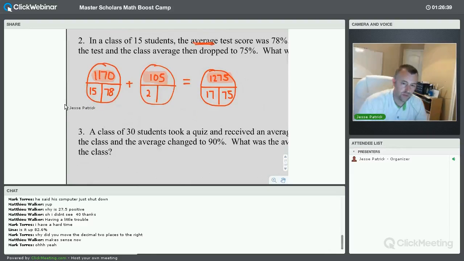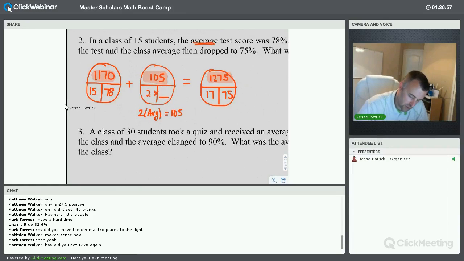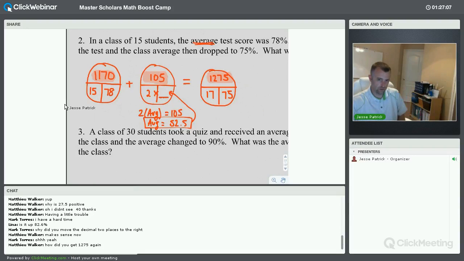So the next question that you have to ask yourself is this, and this is the last question because you're about to solve it. I'm going to go 2 times some number. That's going to give me 105. So 2 times, you can call it the average, that's what it is, right? That equals 105. So divide by 2, and you get, for your average, 52.5. And that is the average of those 2 new students.